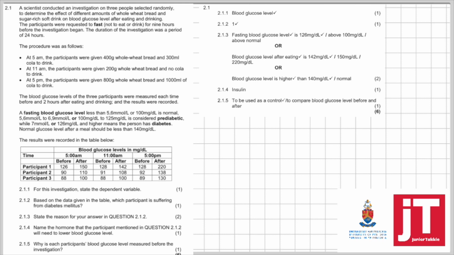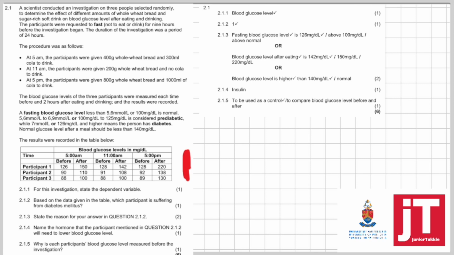A scientist conducted an investigation on 3 people selected randomly to determine the effect of different amounts of whole wheat bread and sugar-rich soft drink on blood glucose level after eating and drinking. The participants were requested to fast, that means not to eat or drink, for 9 hours before the investigation began. The duration of the investigation was a period of 24 hours. The procedure was as follows. At 5 a.m., the participants were given 400 grams of whole wheat bread and 300 ml of cola to drink. At 11 a.m., the participants were given 200 grams whole wheat bread and no cola to drink. At 5 p.m., the participants were given 800 grams of whole wheat bread and 1,000 milliliters of cola to drink. You can see that here in the table as well.